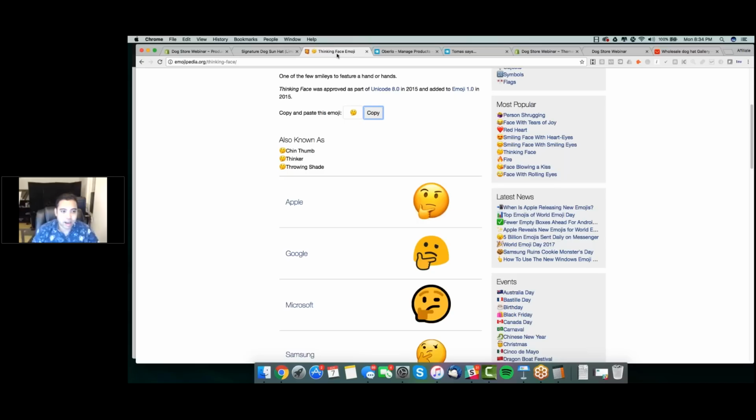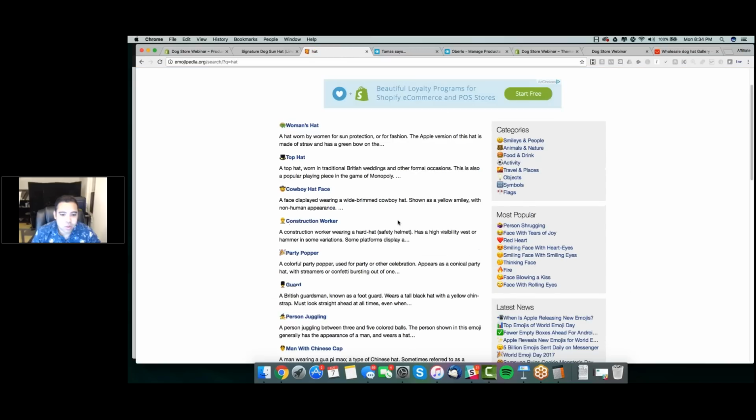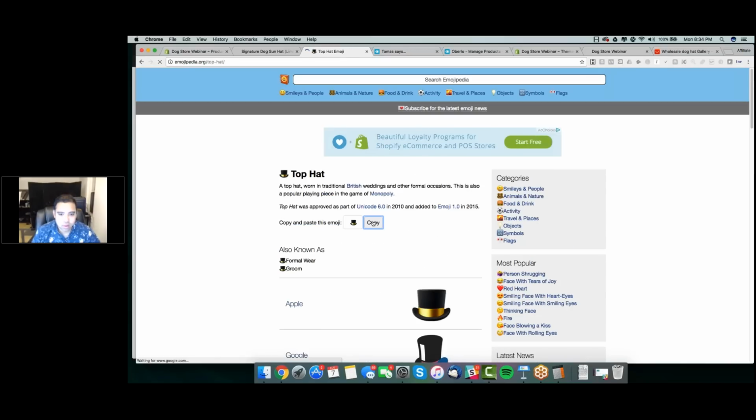So let's try hat. Let's see if we have a hat emoji. And we do, we have a few hats. So let's do top hat. Let's see if this one will actually work. We have top hat here. Perfect.